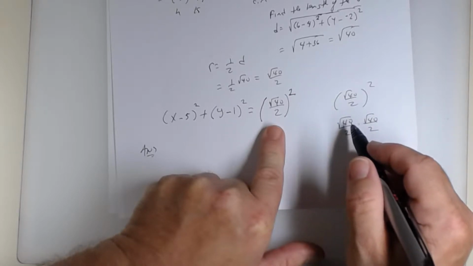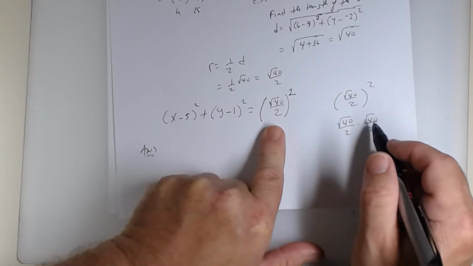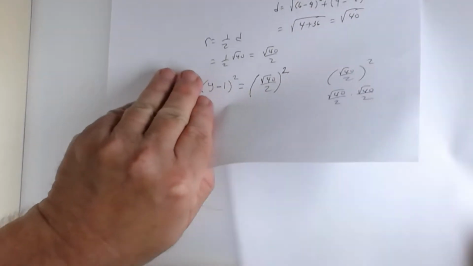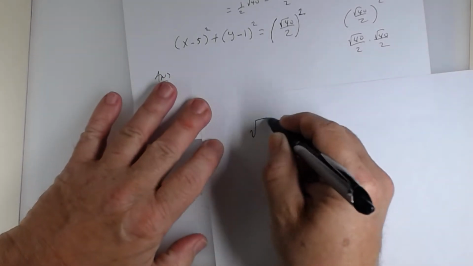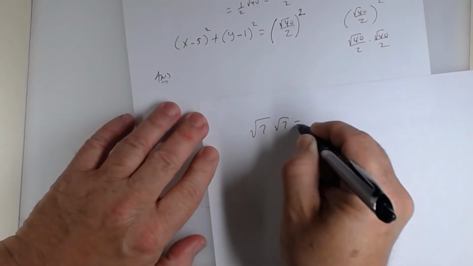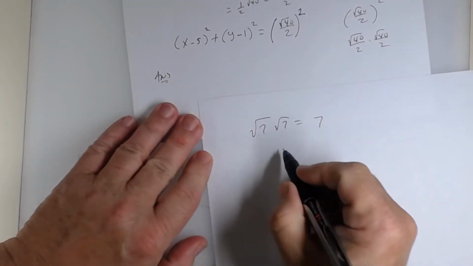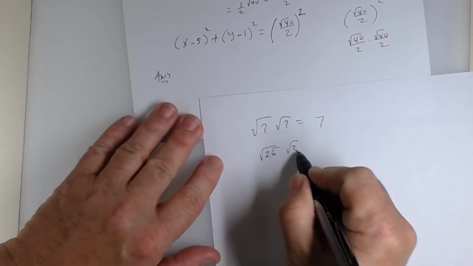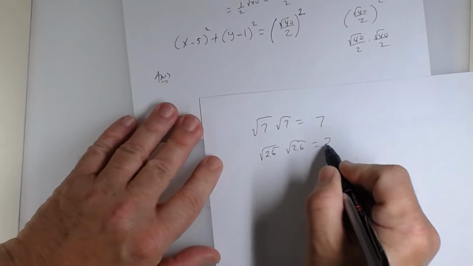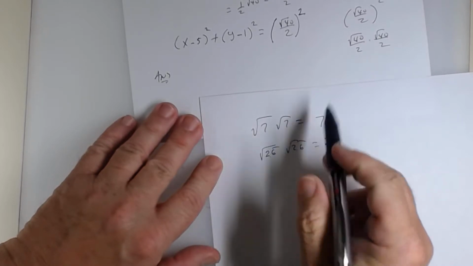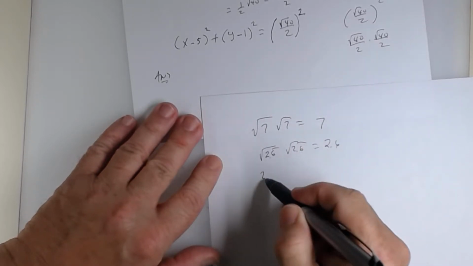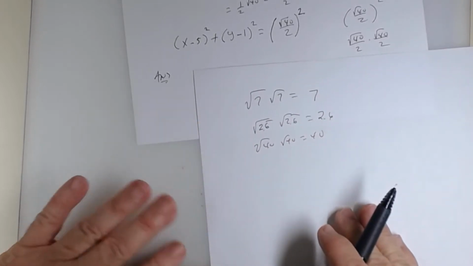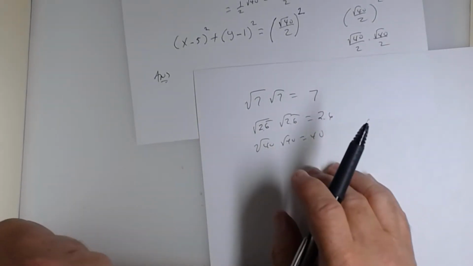So the thing that you learned last semester and the semester before that was that if you have the square root of 7 times the square root of 7, that's just 7. If you have the square root of 2.6 times the square root of 2.6, that's just 2.6. So the square root of 40 times the square root of 40 is just 40.